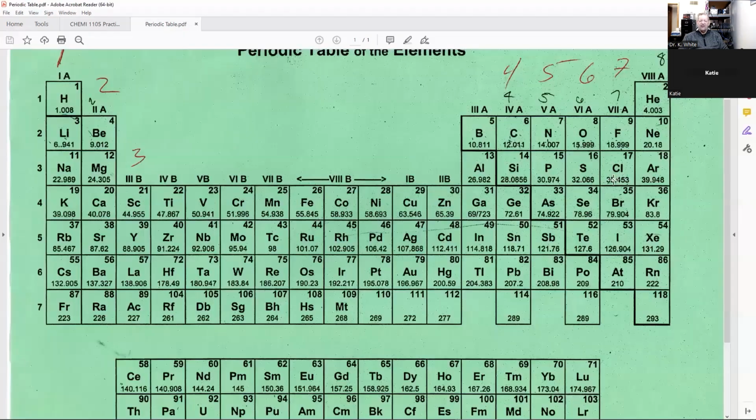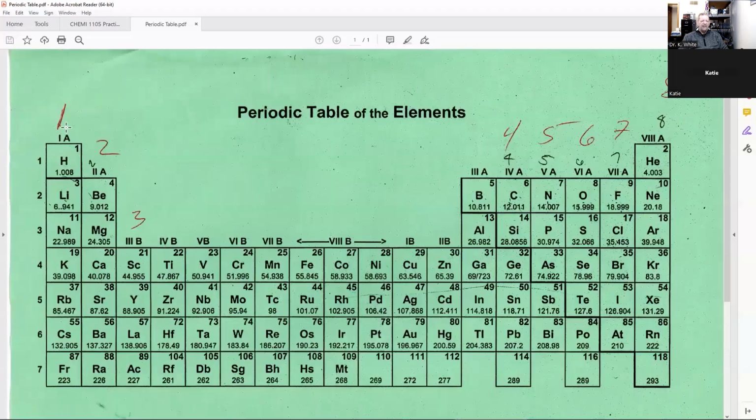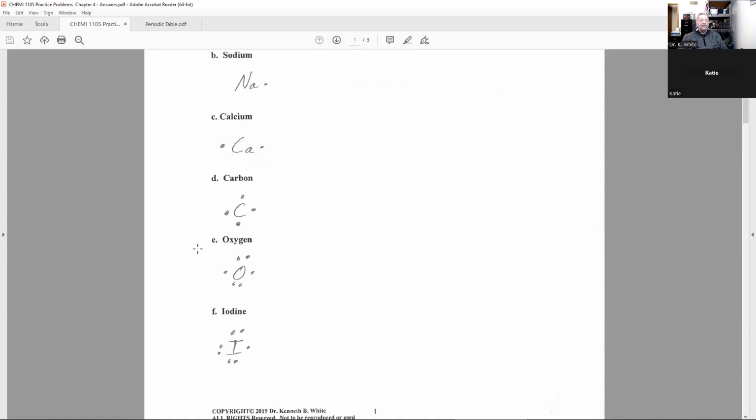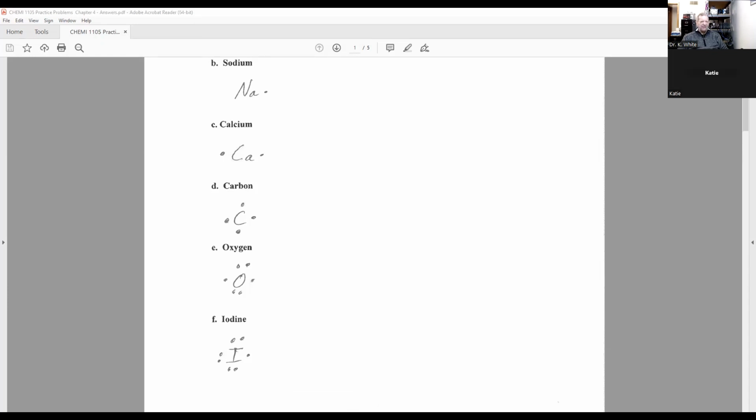If you look at your periodic table, the number at the top is valence electrons, not the atomic number. Hydrogen has 1, so you put 1 dot. Now, the rule for Lewis structures of elements: you put 1 dot on each side before you double up. So if we look at carbon, how many valence electrons? 4. So you should have, and I'm sorry, I have to open something up again.